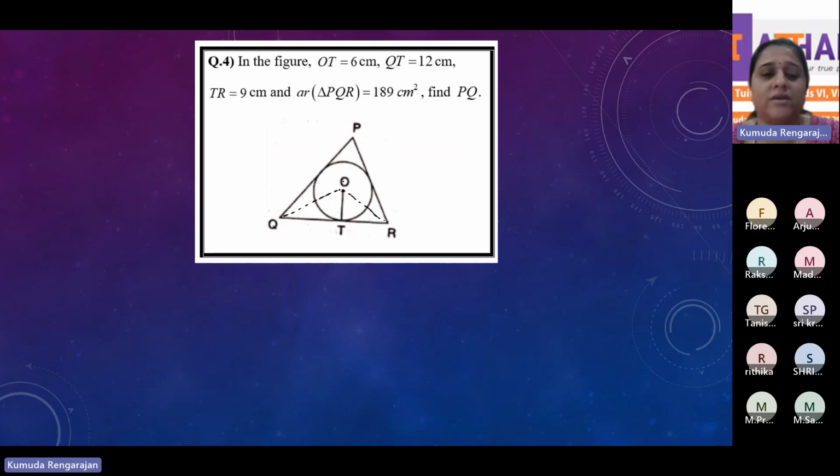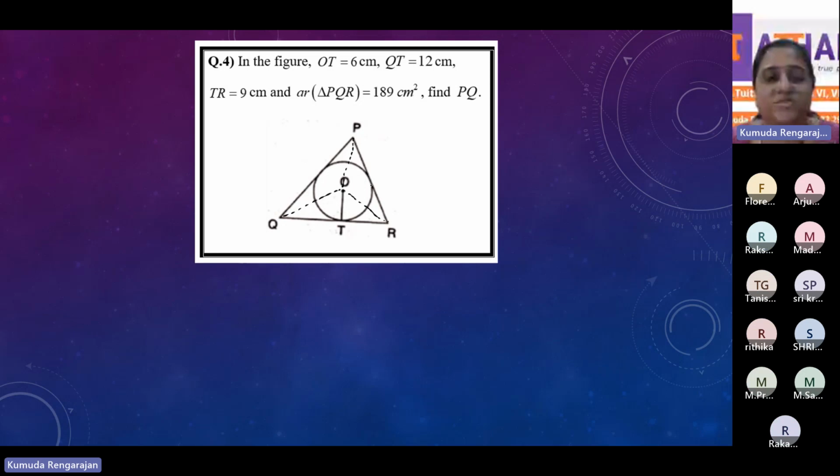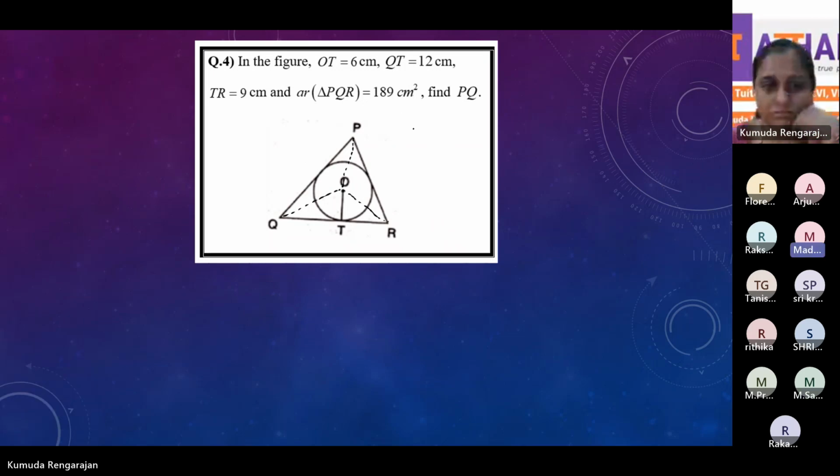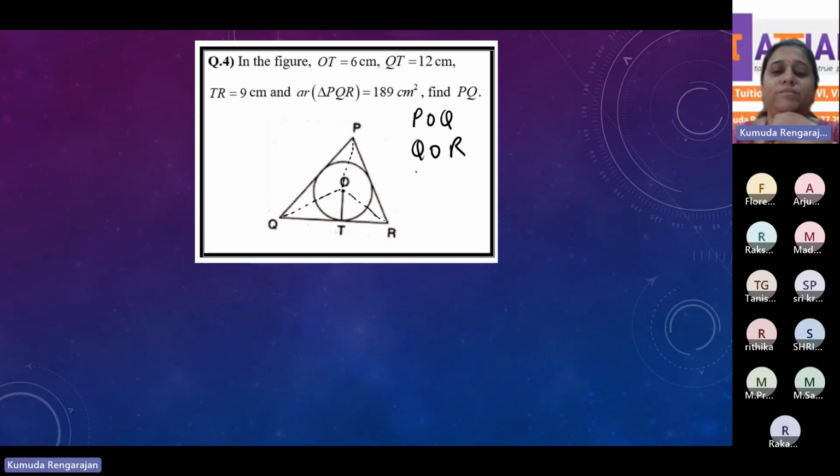So join OQ, OR and OP. You will always join the center of the circle to the vertices of the triangle. Now we have divided the whole triangle into 3 smaller triangles. So name the triangles: triangle POQ, triangle QOR, and triangle POR. These are the triangles.